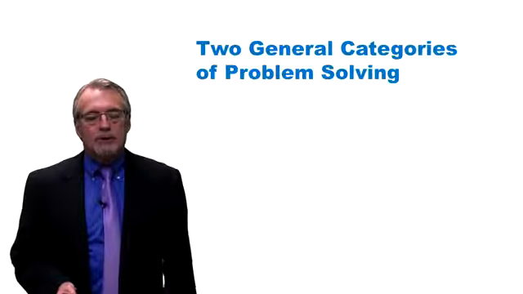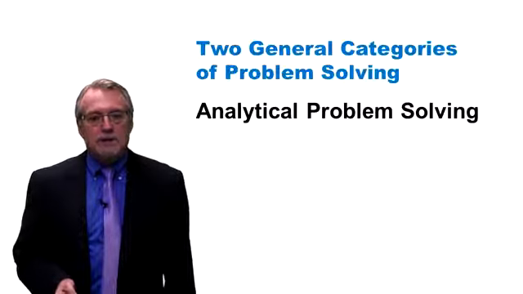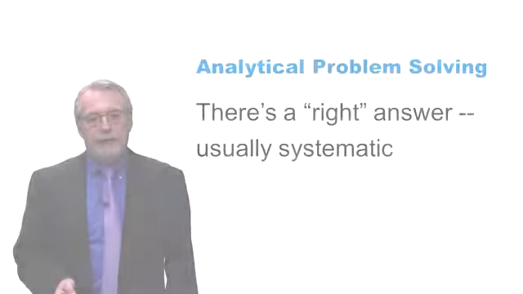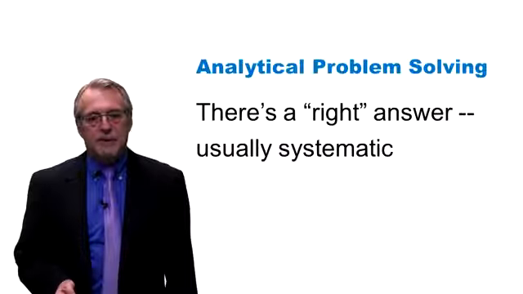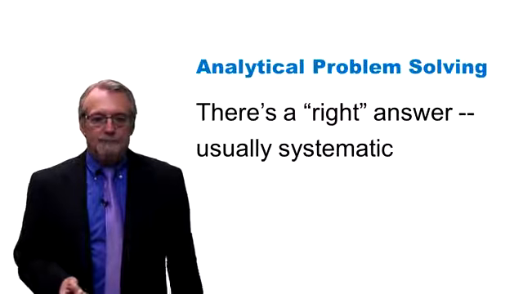Two general categories of problems and problem solving. Analytical problem solving is one way to look at problems. Another one, there's creative problem solving. Analytical problem solving has a right answer. And looking at these kinds of problems, it's usually systematic, the way that we work through an analytical problem.